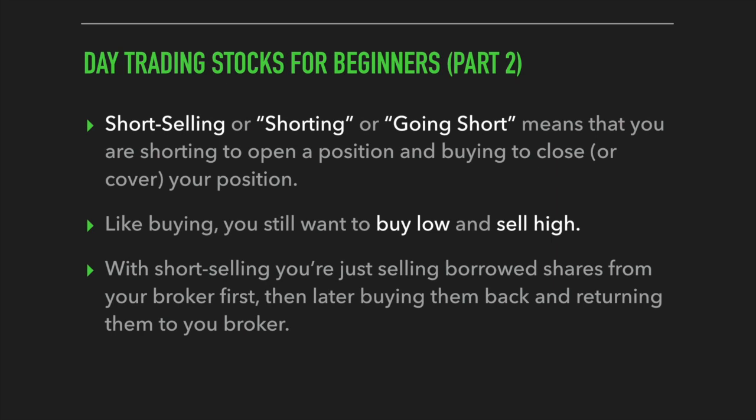Later on, ideally, the stock falls down. You buy back the shares, they automatically are going to get returned to your broker, and you will again profit or lose the difference between where you bought and where you sold, multiplied again by the number of shares traded. Okay, so just like when you're buying, you still want to buy low and sell high. The difference with short selling is that you're going to be selling those shares first, and then later on you're going to be buying those shares back, hopefully at a lower price.